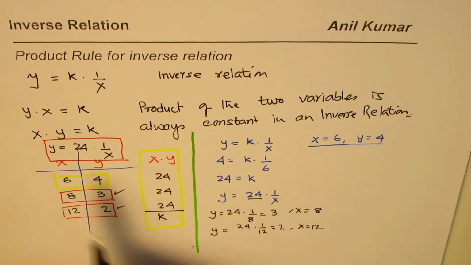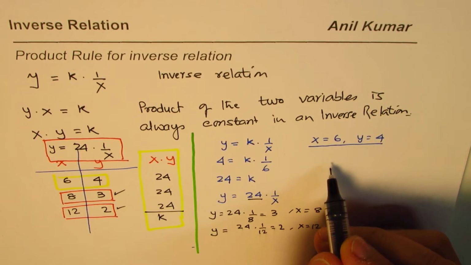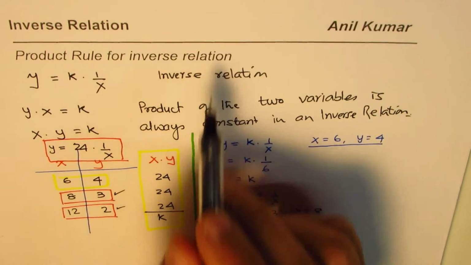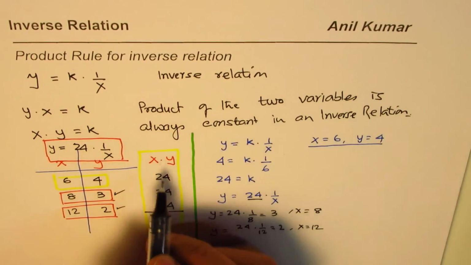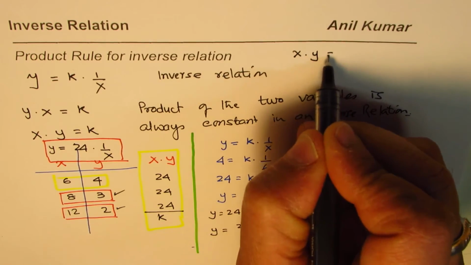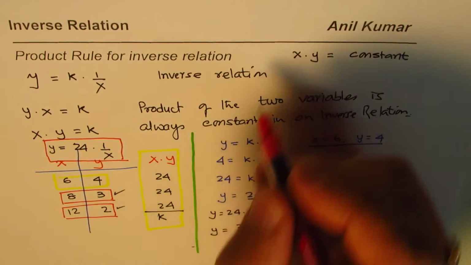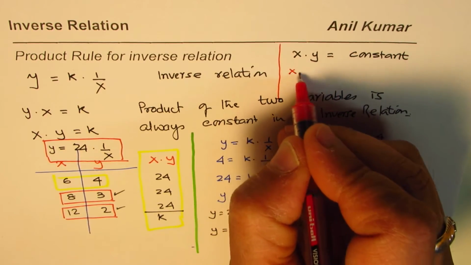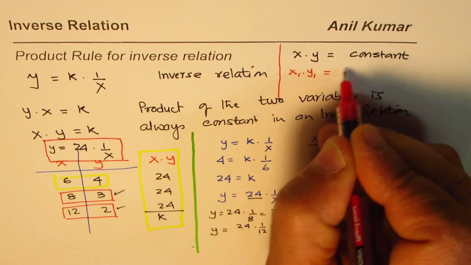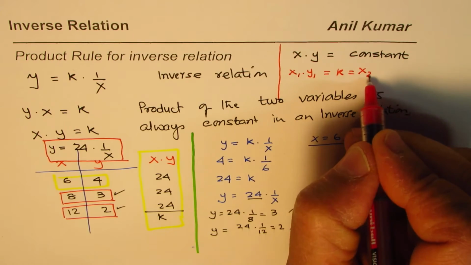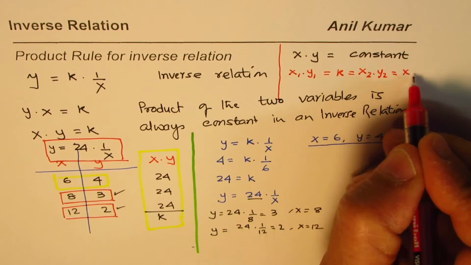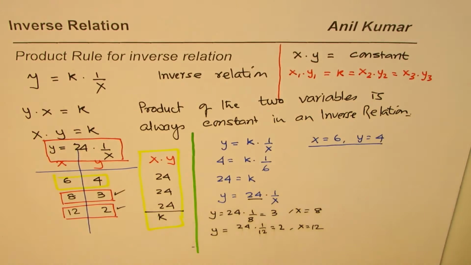So from here we get our product rule: if we have a few points meeting one inverse relation, then in that relation the product x times y is always constant. Which we can write in point form, as we did here using different points: if x1 and y1 are the points, then x1 y1 equals a constant. That should also equal x2 times y2, and also x3 times y3, or any other point which is on this inverse relation. I hope you understand the point.